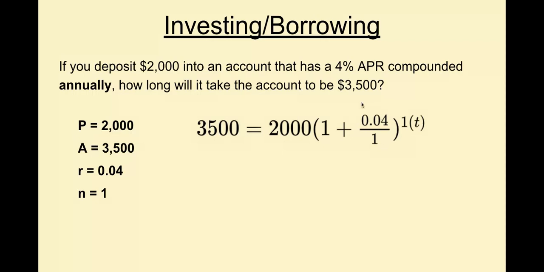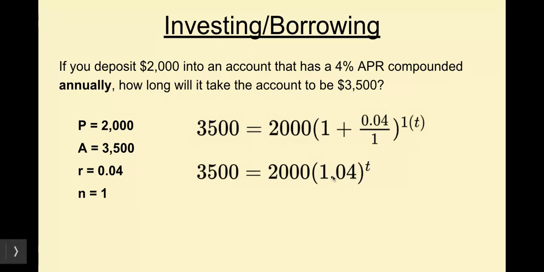Let's simplify this. So 1 plus 0.04 divided by 1, that's simply just 1.04. Get in the habit, when you're solving for time, of simplifying the inside first. So my next step, I have 2,000 times all of this stuff. And since the 1.04 is to a power, the inverse operation here is to divide by 2,000. I can't do anything to the base, and I can't do anything to the power. So let's divide both sides by 2,000.